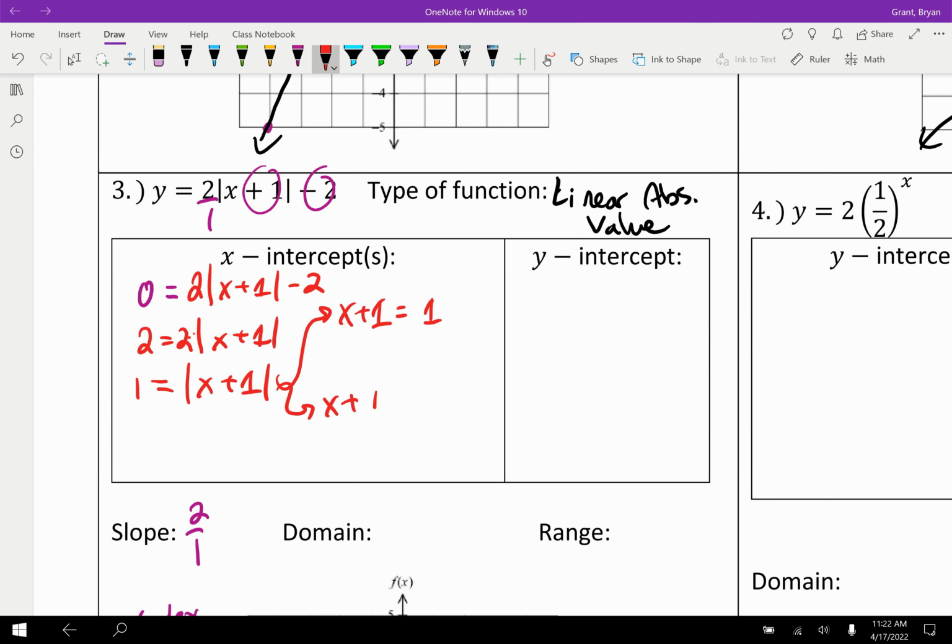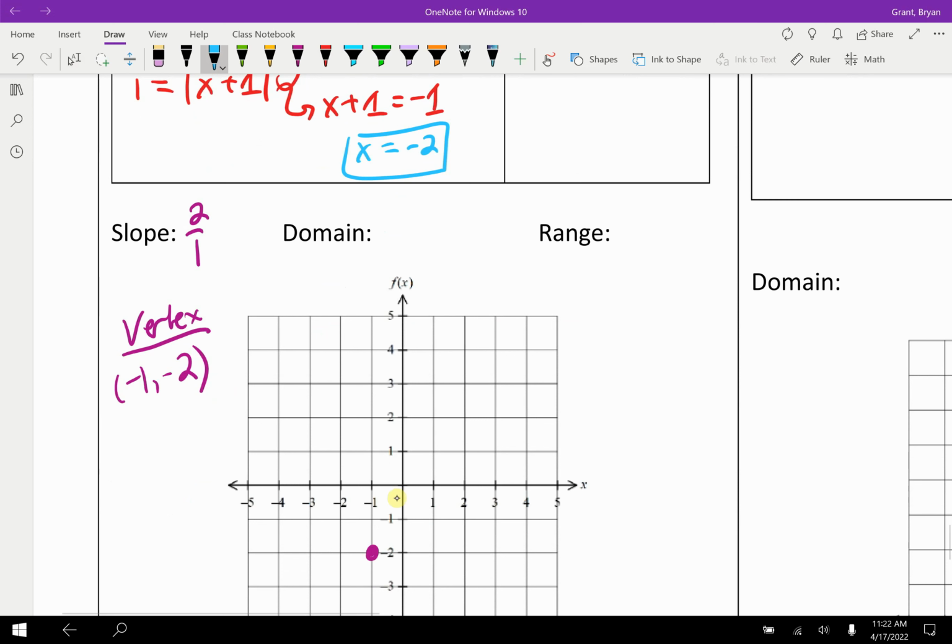Or the inside of the absolute value could end up equaling negative 1, because the absolute value will turn both of these to positives. When we go through and solve, 1 minus 1 is 0, and negative 1 minus 1 is negative 2. So I have 2 of these. We have 0 and negative 2. From here, the rest isn't too bad.